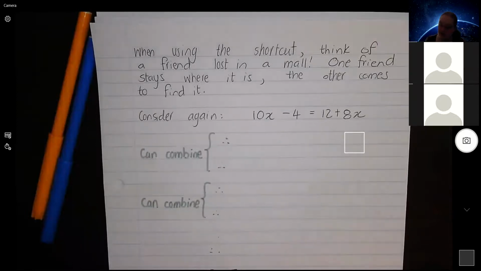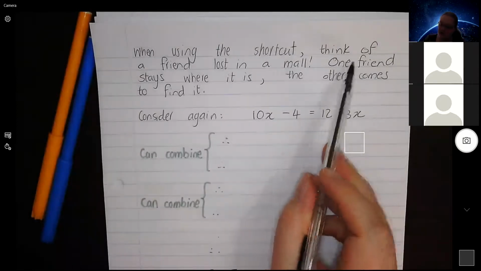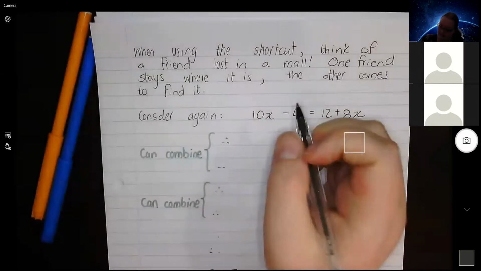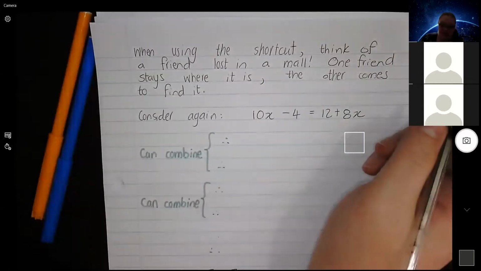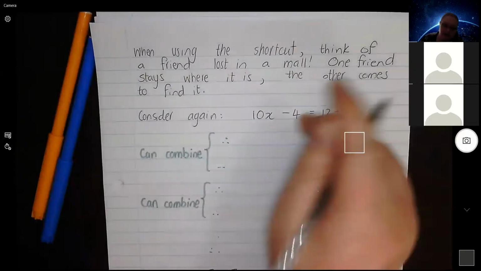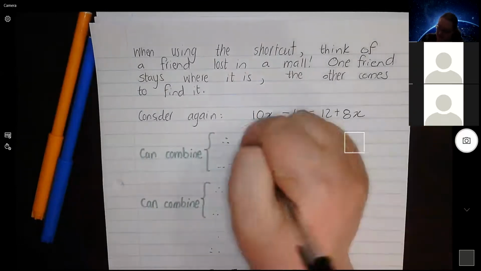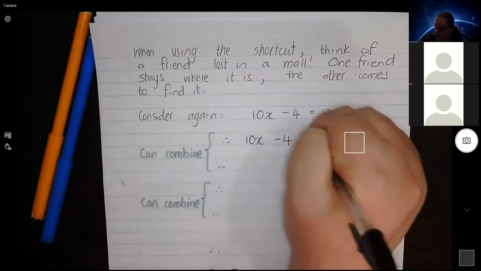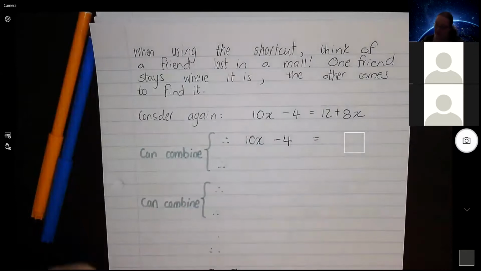Okay, so when using the shortcut, think of a friend in a mall. One friend needs to stay where they are and the other one comes to find them. Okay, and if they jump over the equal to sign, they need to change. Okay, so we need to first decide on which side do we want our x's. Okay, I want the x's on the left-hand side. So I have 10x minus 4 equal to, okay.